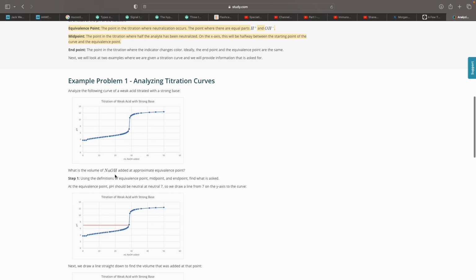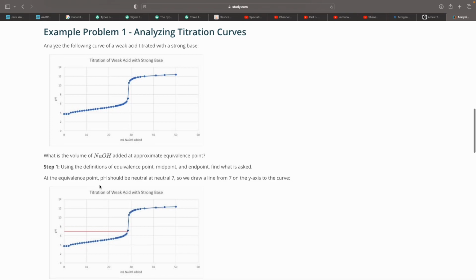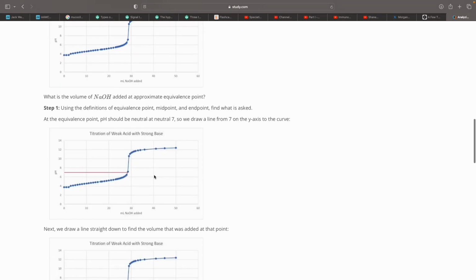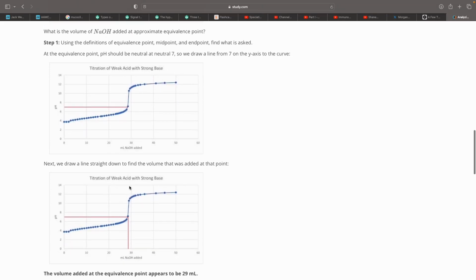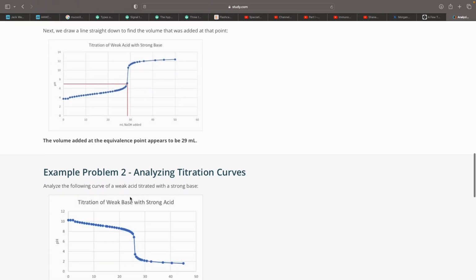What is the volume of NaOH added at approximate equivalence point? So from what was said, I'm assuming the equivalence point is here. Using the definition of equivalence point, find what is asked. At the equivalence point, pH should be neutral, 7. So we want a neutral point here. We draw a line from 7 on the y-axis to the curve. And 30 is the answer, right? 29 milliliters, the volume at the equivalence point.